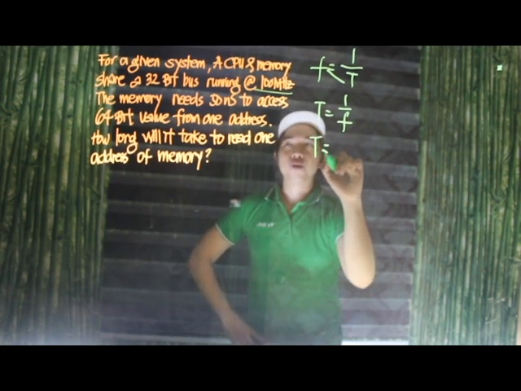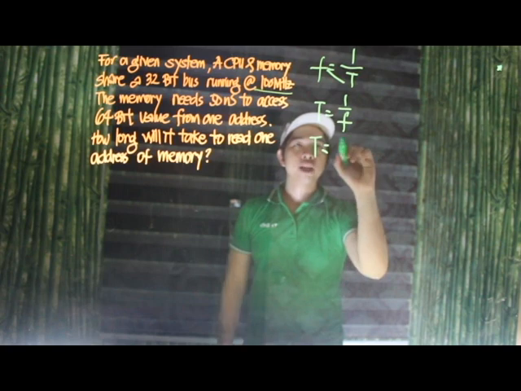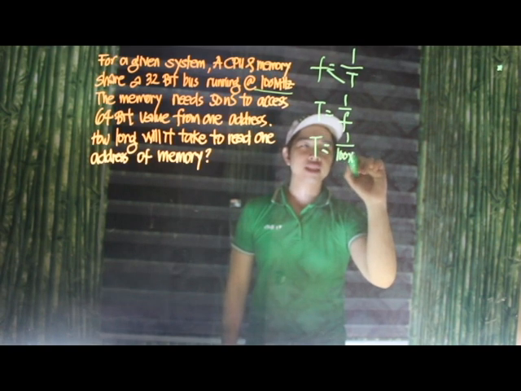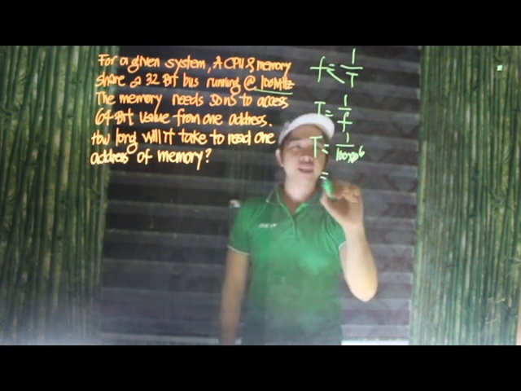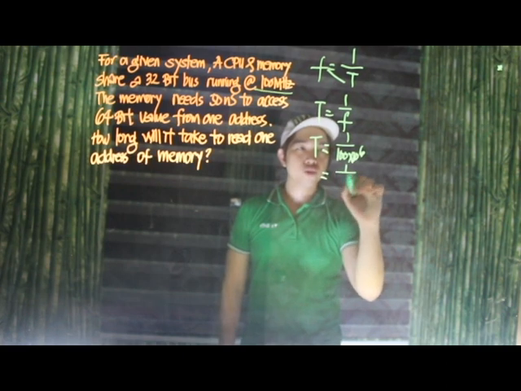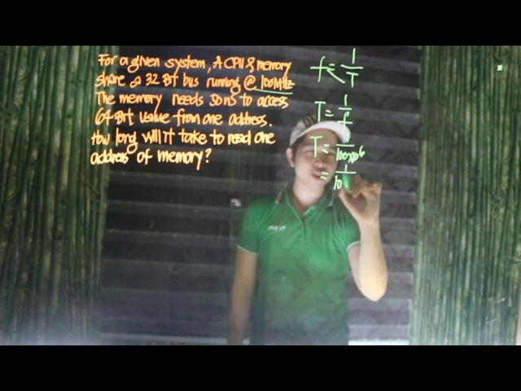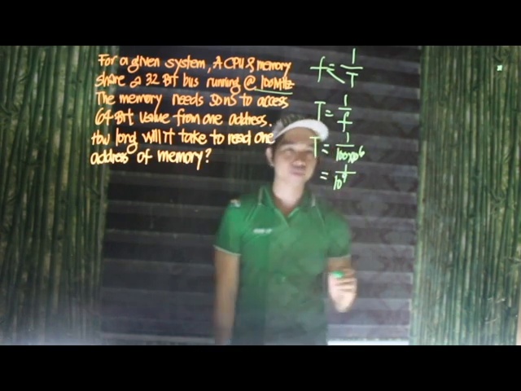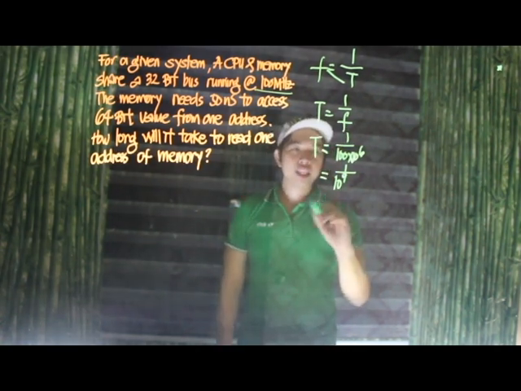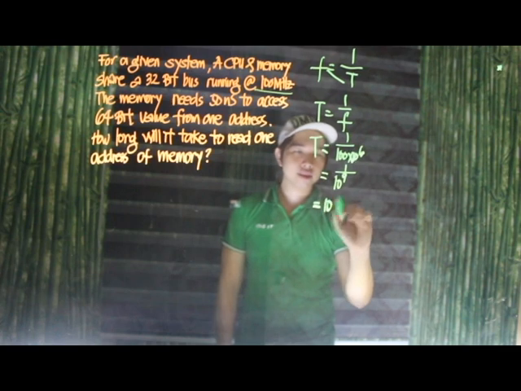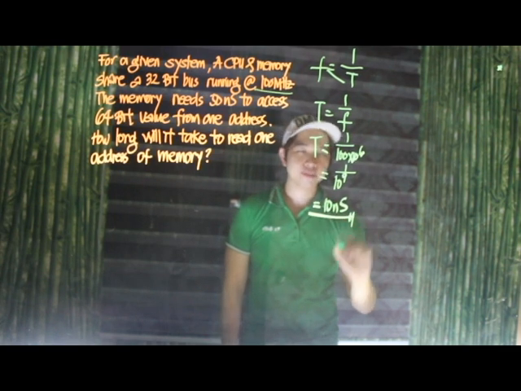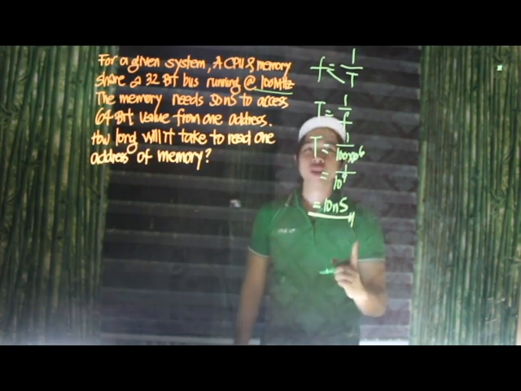So the time required for one cycle would then be equal to 1 over 100 times 10 raised to 6, or simply 1 over 1 times 10 to the 9th, which is equal to 10 nanoseconds. That would be the time required to complete one cycle.